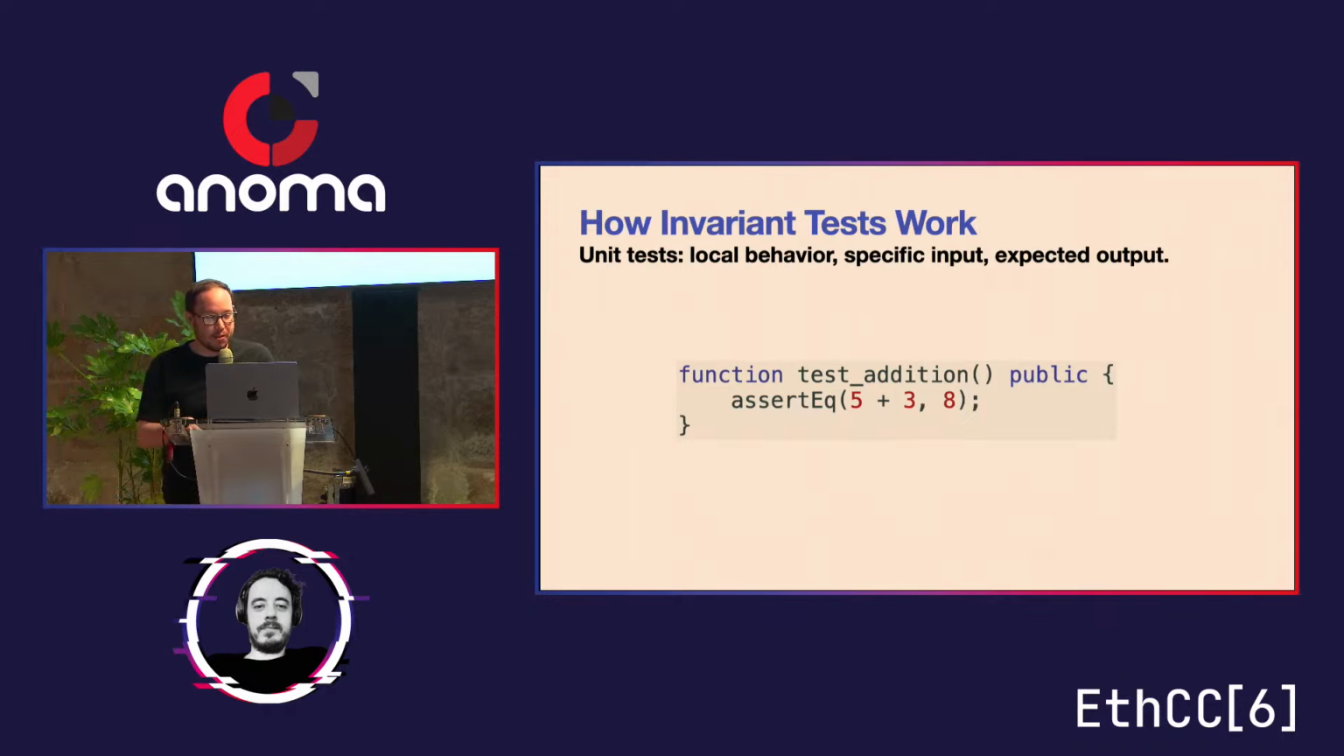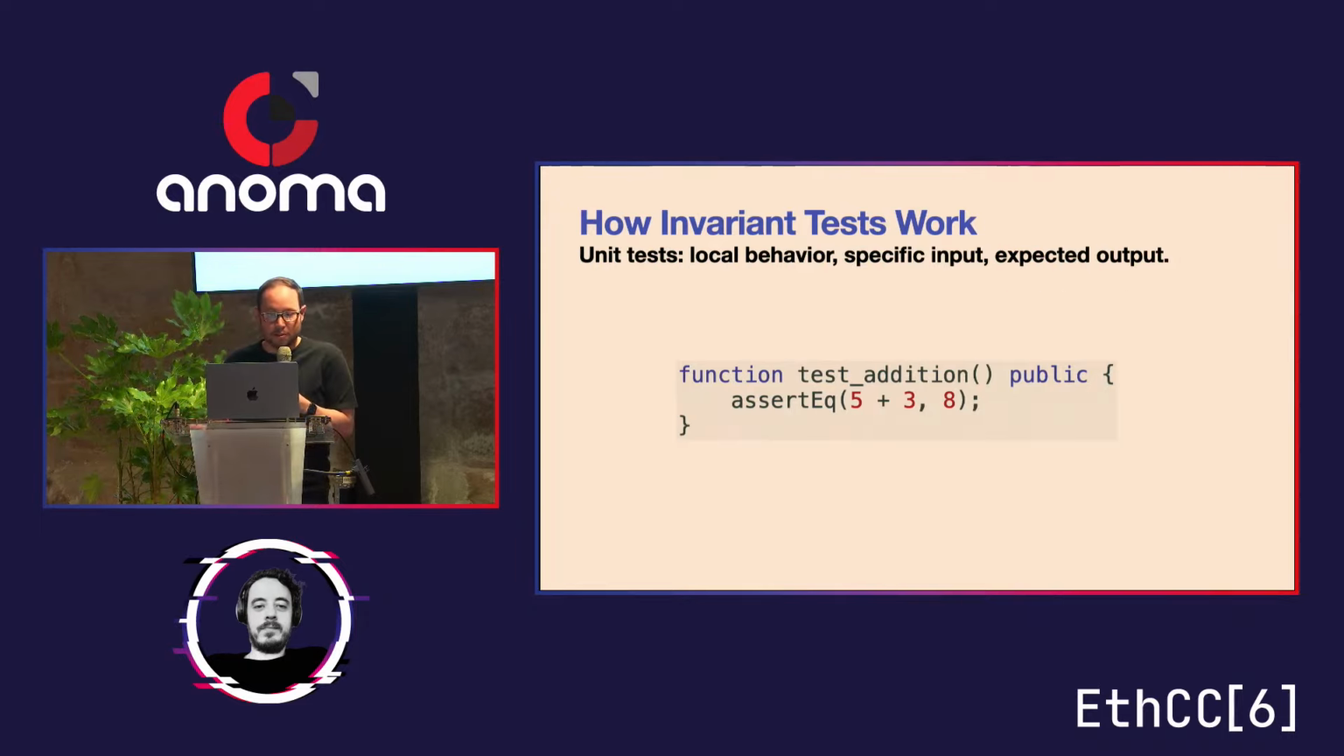Cool. So what are invariant tests and how do they work? In general, I think of them as a kind of super fuzzing that's built into Forge. If you've written Foundry or Forge fuzz tests before, the concepts here are pretty similar. If you haven't, we can go over unit tests, fuzz tests, and invariant tests in turn here.